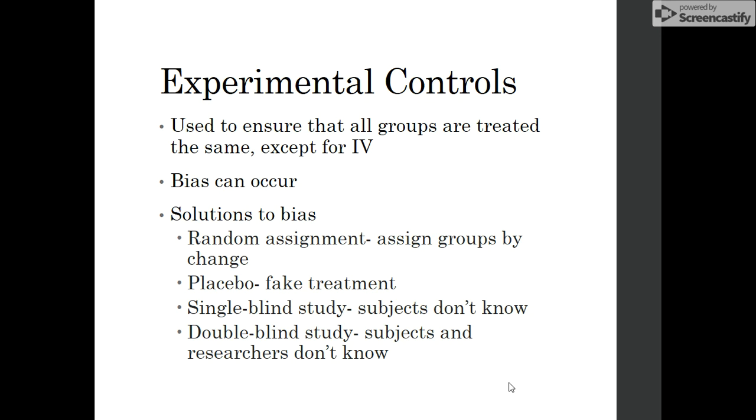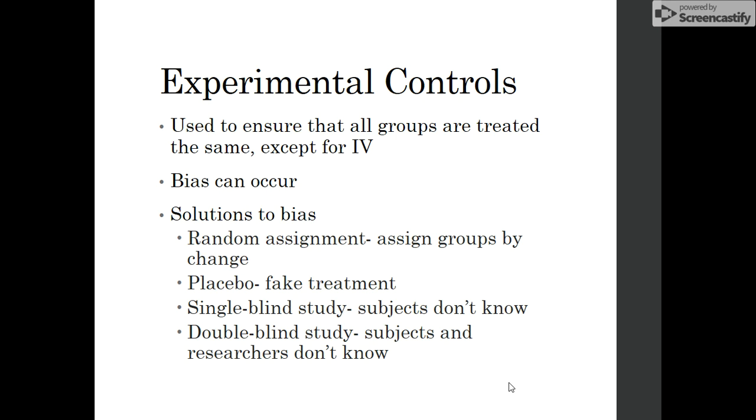Okay, placebos. These are fake treatments. When somebody gets sick, like my kids, when they get sick and they want something to make them feel better, you give them something and tell them it's medicine, and it makes them feel better even though it's not. So it's a fake treatment.